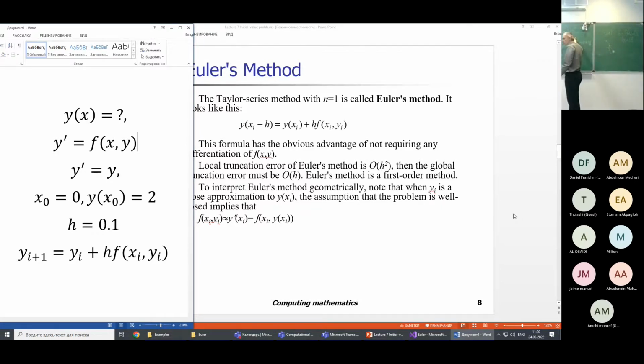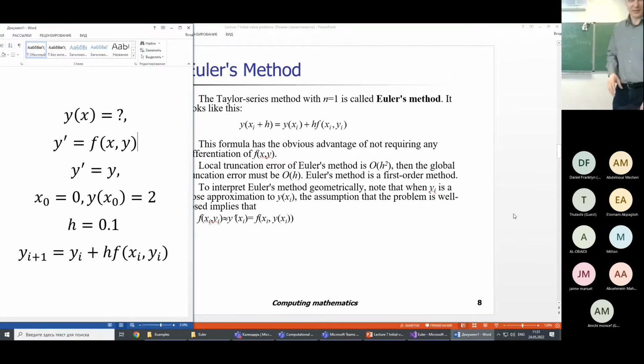How to compute y3? The same. You should take 2.42 and substitute it into this formula. And so on. Step by step, we can fill all of these cells of this table. Is it clear or not?